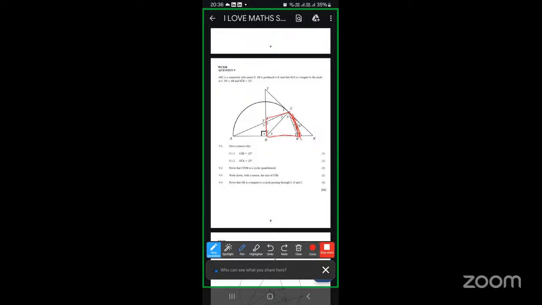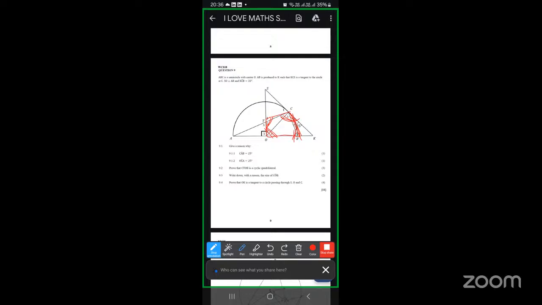So in this case, if we can show that when you take this angle and add it to that angle, you get 180 degrees, then you can conclude by saying CTOB is a cyclic quadrilateral. Or if we can prove that this angle plus this angle is equal to 180 degrees, then we can conclude by saying CTOB is a cyclic quadrilateral.